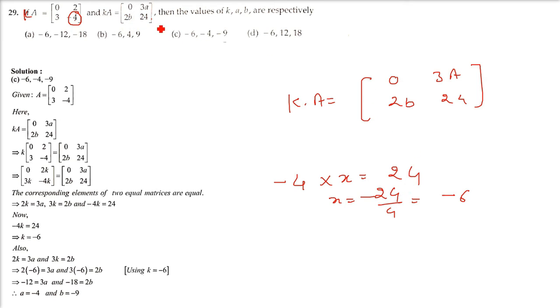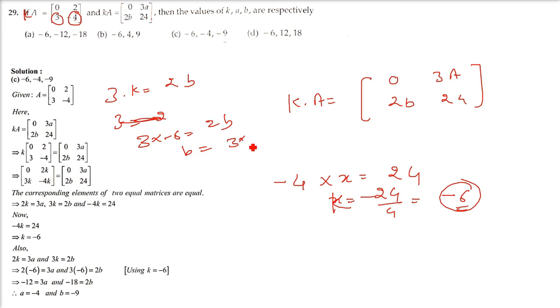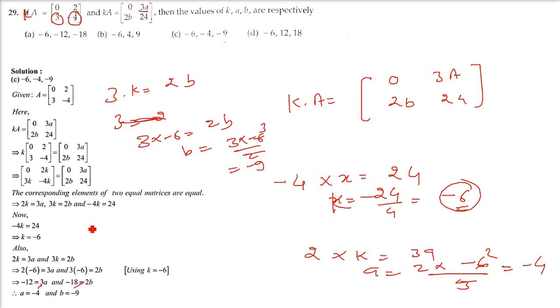Now 0 we will not take, but we have multiplied 2 with a certain k so that we got 3a. And also we multiplied 3 with k, which equals 2b. k is negative 6. So b will be equal to 3 into minus 6 by 2. 2 3s are 6, so b is minus 9. And 2 multiplied by k is 3a, so a is 2 into minus 6 divided by 3. 3 2s are 6, so a is going to be negative 4. So this is how the values k, a and b have come.